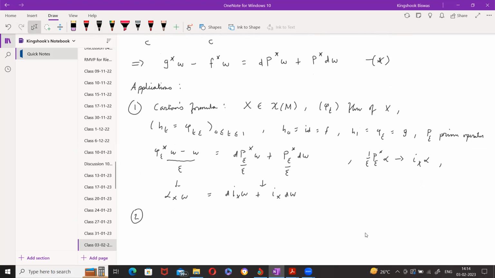Yeah, it's clear. And another application is to de Rham cohomology. So in a sense, what one could call homotopy invariance of de Rham cohomology. So let me explain a bit what I mean here.